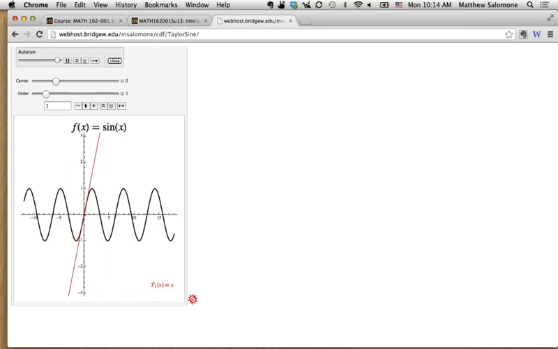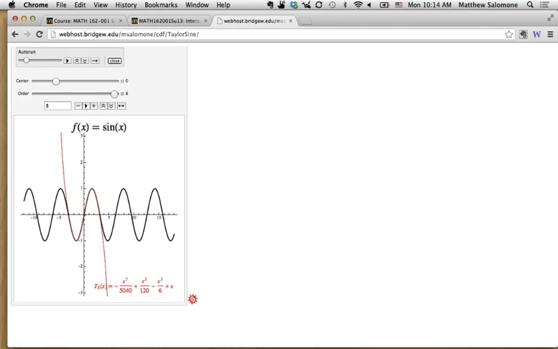All I wanted to do was increase the order, not change the center point. But as I increase the order, going from a cubic to a fifth order that now matches sine of x even better, to a seventh order that matches sine of x even better, the higher order approximation that I get, the better it approximates the graph of sine of x.